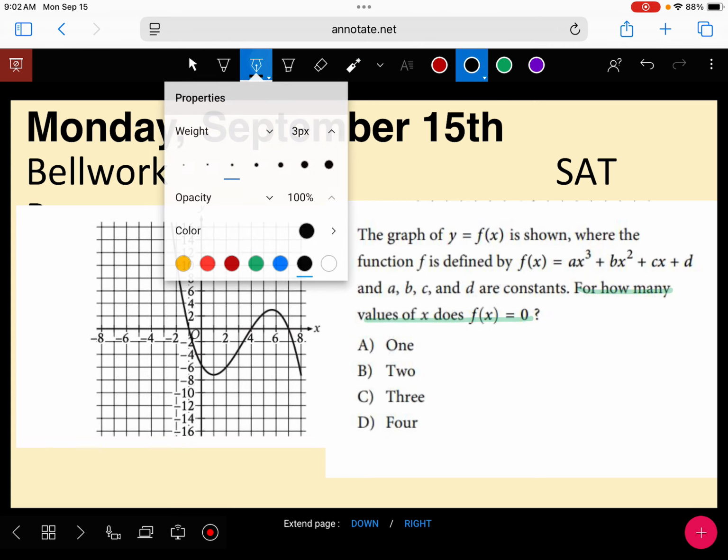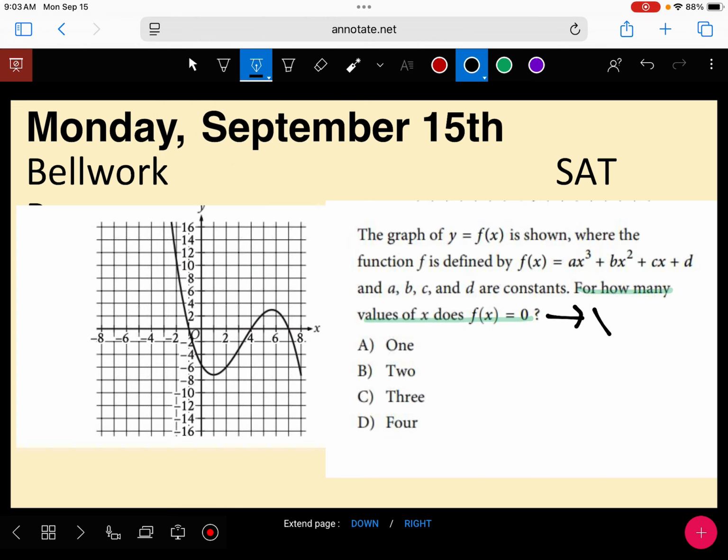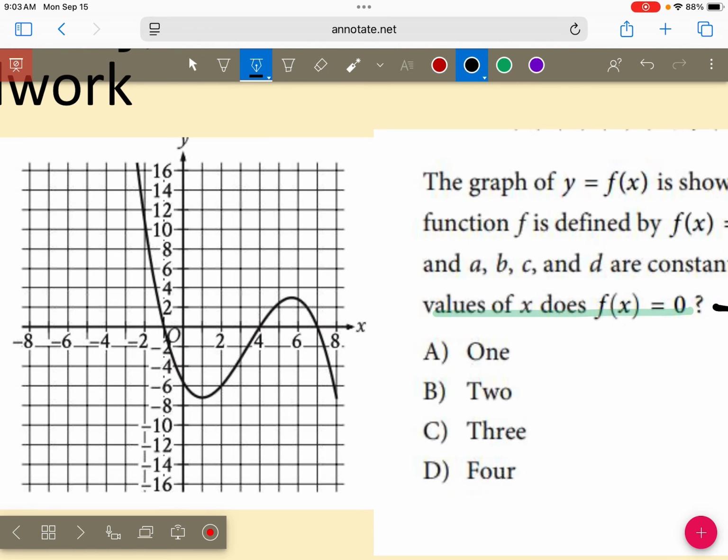But it says, for how many values of x does y equal 0? Whenever y is equal to 0, that means we have an x-intercept. So what this is really asking you is, how many x-intercepts does this graph have? That's what the real question is. We have an x-intercept here, here, and here. So which one would you choose, A, B, C, or D? C, because there are 3 x-intercepts.